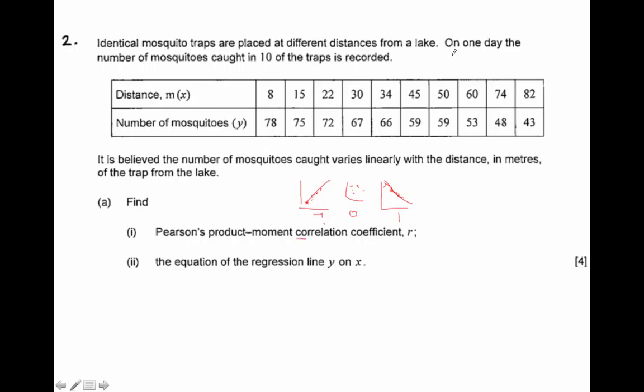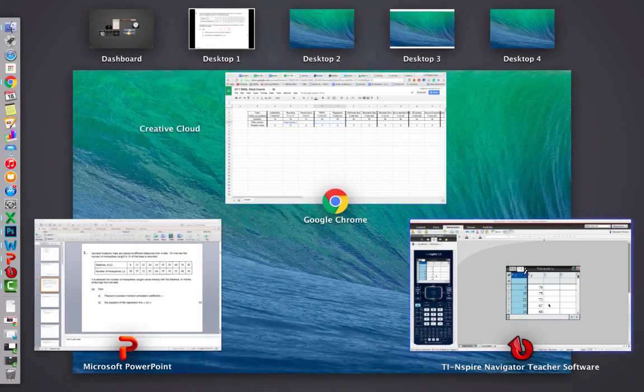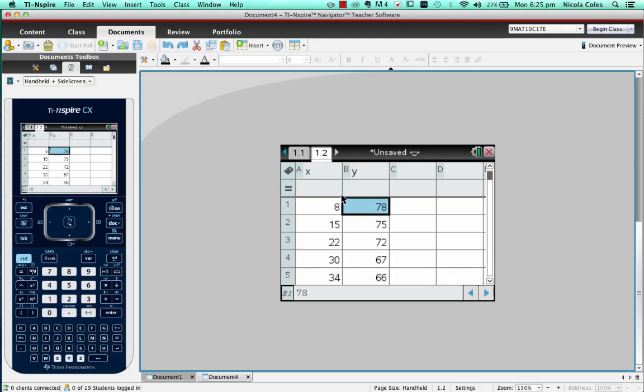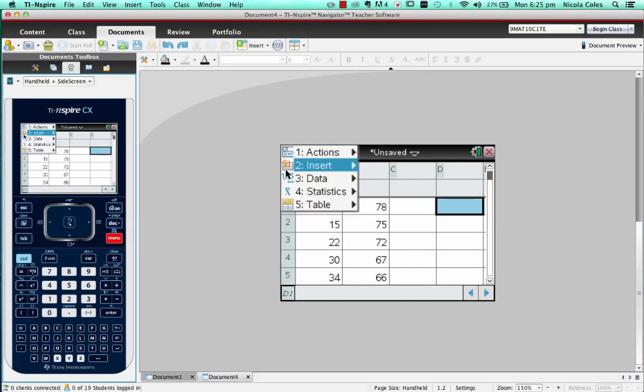So first thing is to put this into a table on a calculator. Now, one thing to note here is you must give the columns headings. So X, I've just copied distance from the lake, and Y is the number of mosquitoes. You could draw this on a graph, but you don't need to. You can skip that step and you can do it straight from here.